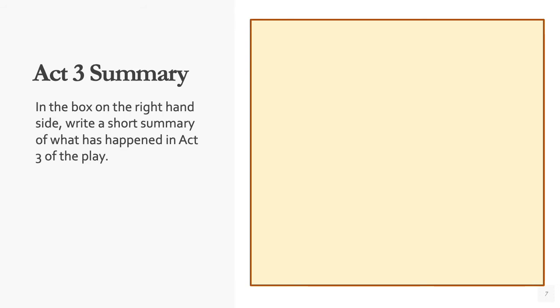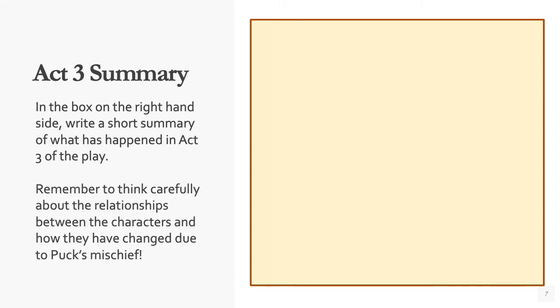Alright, now that we've read Act 3, we're going to be thinking about a little summary. In the box on the right hand side, I'd like you to write a short summary of what's happened in Act 3 of the play. Remember to think really carefully about the relationships between the characters and how they've changed in this act due to Puck's mischief. So pause the video, try that now.